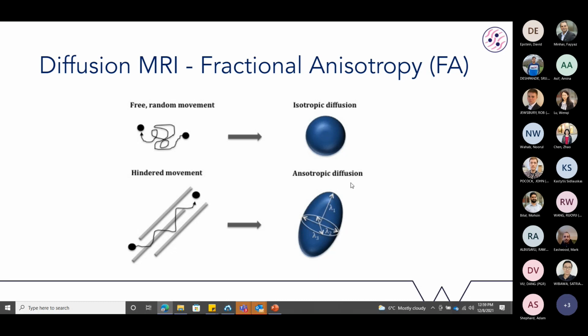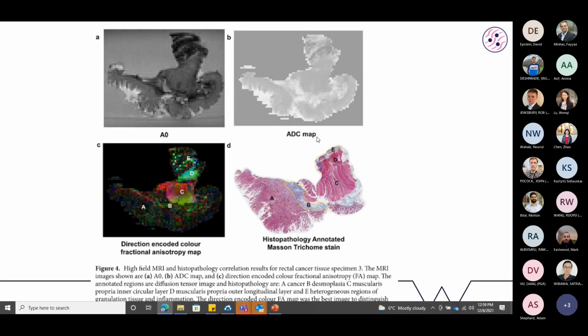So if you've got complete free and random diffusion, then it's spherical. It's isotropic diffusion. There's no preferred direction. Whereas if you've got hindered diffusion, there might be a preferred direction of diffusion of water in the area, and therefore you end up getting a sort of ellipse instead. An FA of 1 would be complete anisotropic diffusion, and an FA of 0 would be isotropic diffusion.